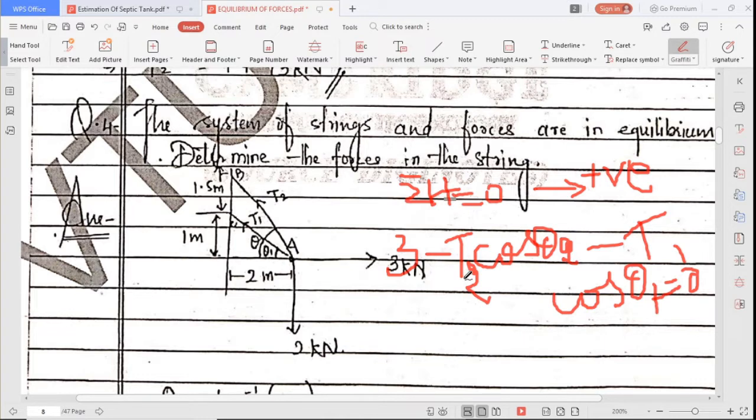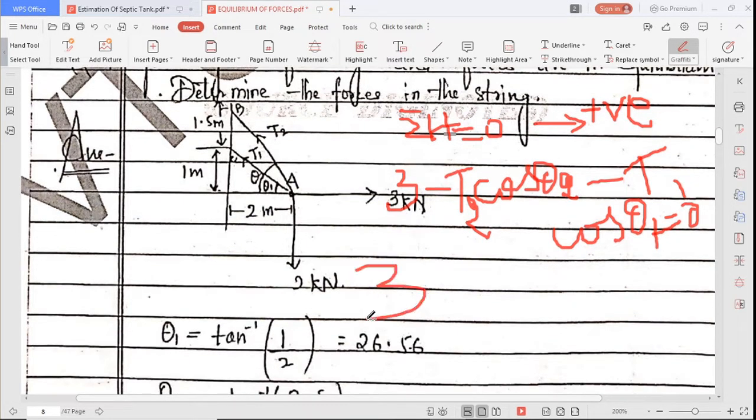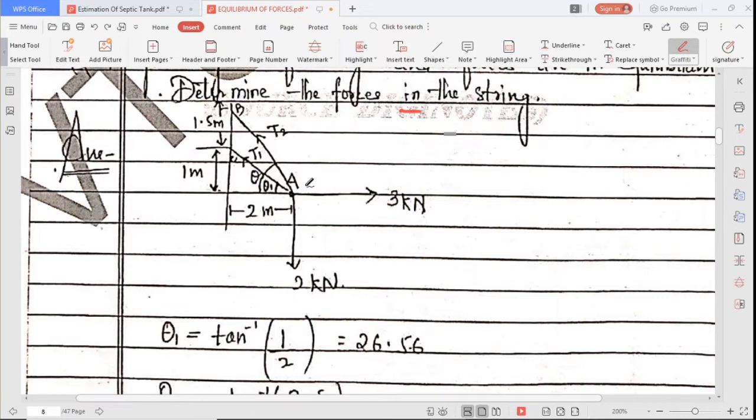So we know the value of theta 2. 3 minus T2 with some numerical we will get, minus T1 with some numerical we will get. Take this equation as 1.